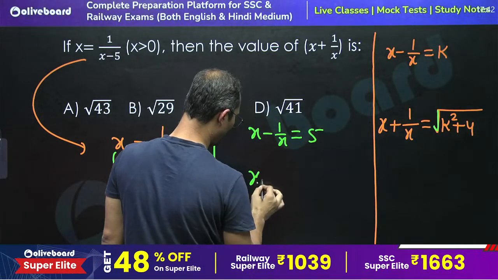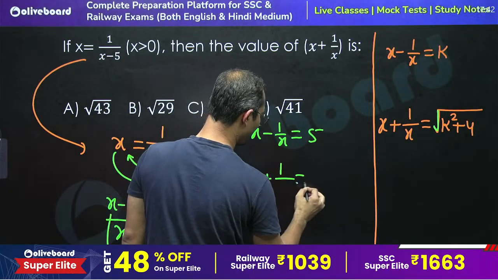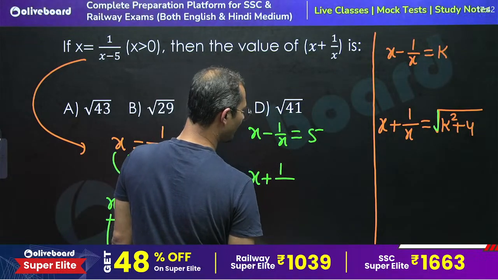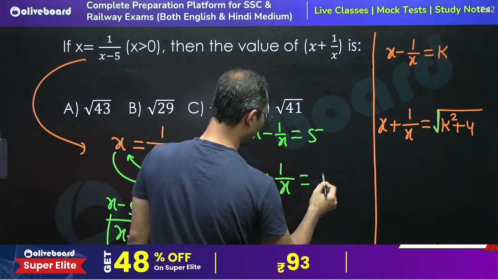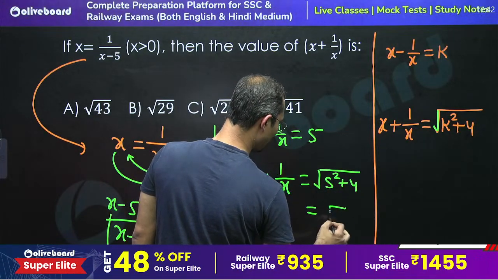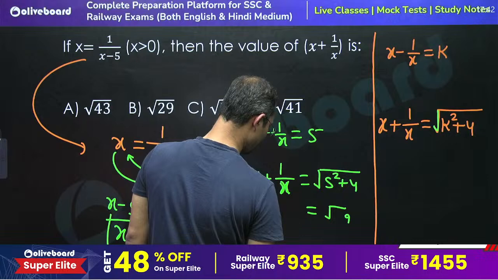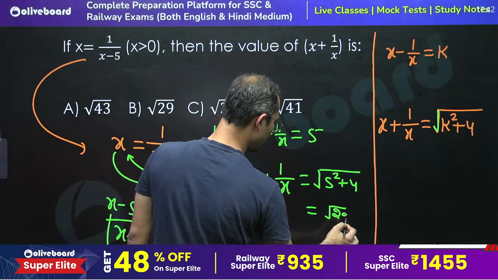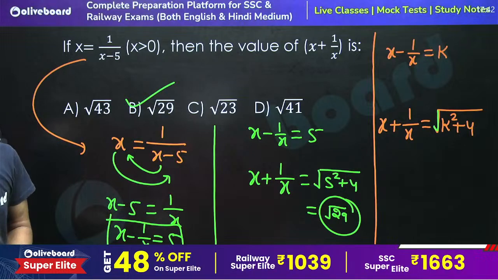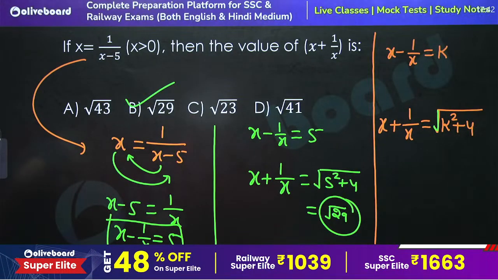So what is the value of x plus 1 upon x? That is very much clear. So just use the formula, right? So x plus 1 upon x is equal to root of 5 square plus 4. So we can say that root 29 is the right answer. So B part is the right answer.